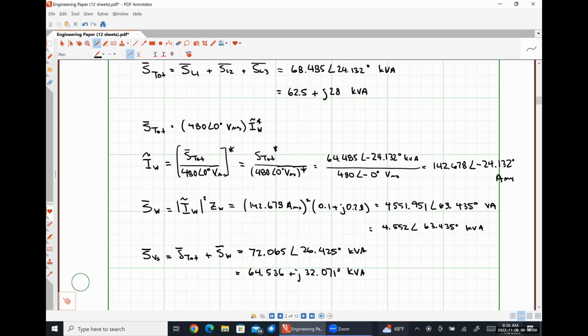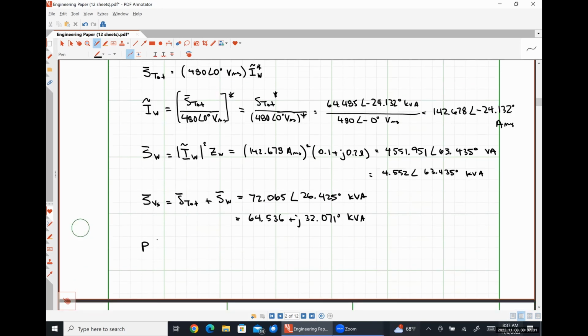So if I want to calculate the power factor at which my voltage source is supplying power, what do I need to do? Shouldn't be a trick question. We did this exact thing yesterday or Monday or whatever. Cosine of the angle. That's it.